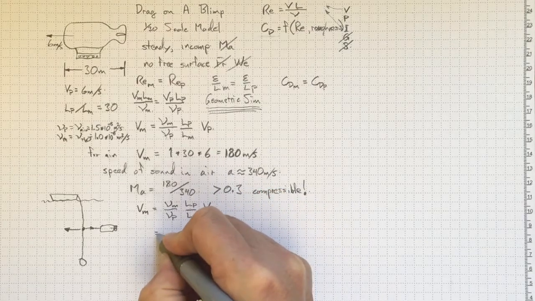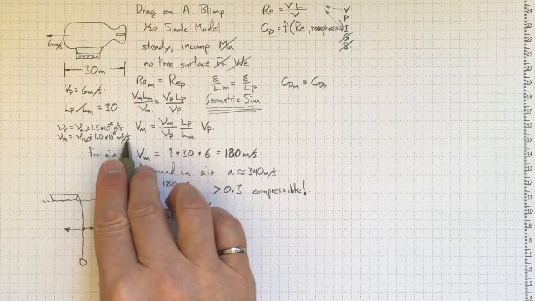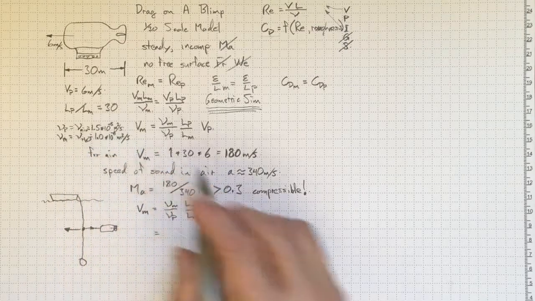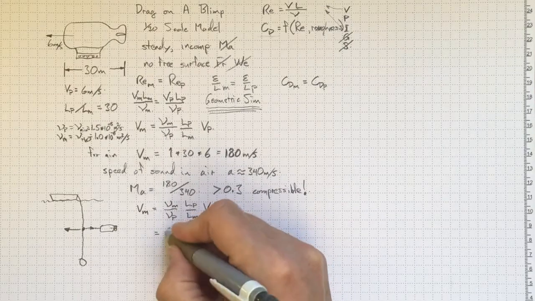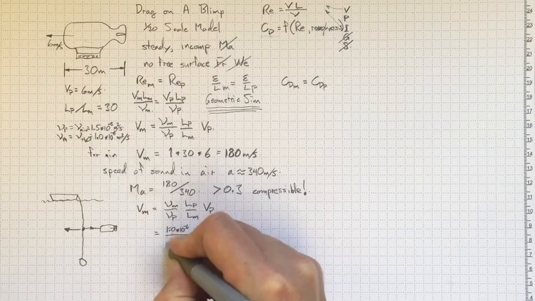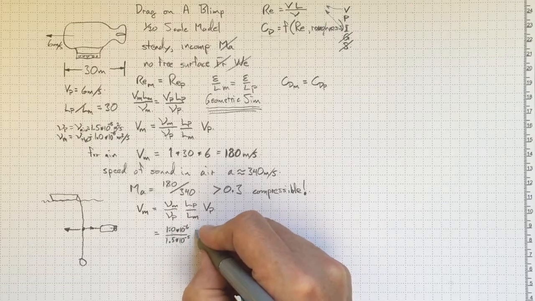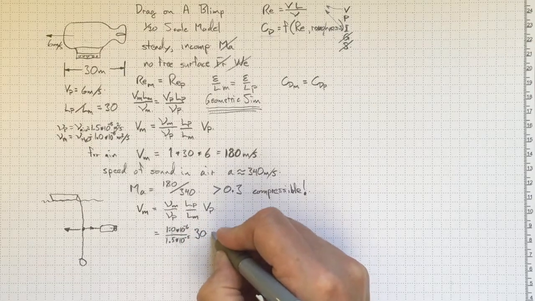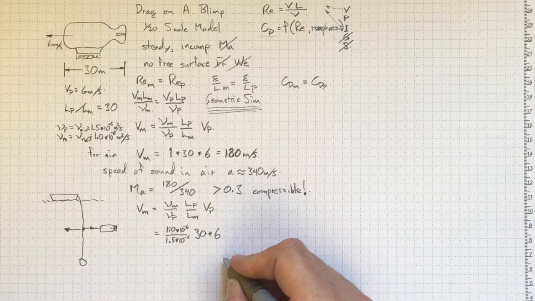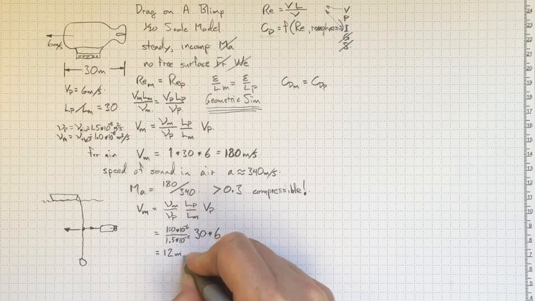Now, if I'm using water as my model with 1 times 10 to the minus 6 meters squared per second versus air at 1.5 times 10 to the minus 5 meters squared per second, my viscosity ratio is now 1 over 15. That would be 1.00 times 10 to the minus 6 over 1.5 times 10 to the minus 5, times my length ratio of 30, and the velocity of the prototype is 6. If I plug that in, I get a model velocity of 12 meters per second.